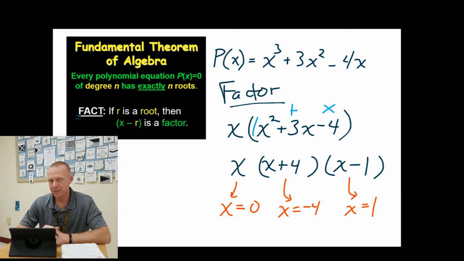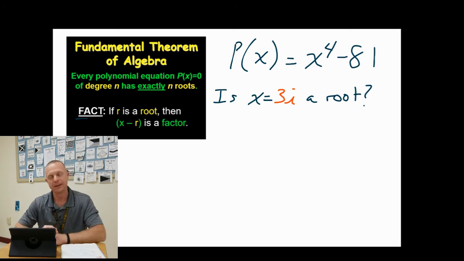Coming back to you a little bit, why don't we take a look at another example of a polynomial that purposely is going to have some different ideas that we can discuss. Here we have p of x equals x to the fourth minus 81. And yep, I did it. I gave you an imaginary root. x equals 3i. That's an imaginary root, but is it, or I should say, is it going to actually be a root? Let's find out.